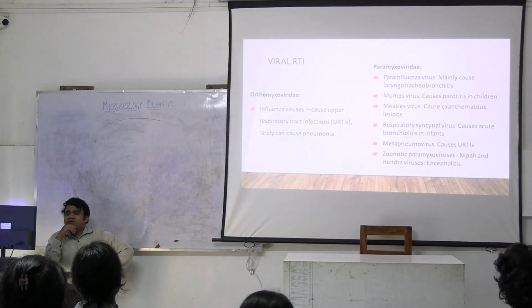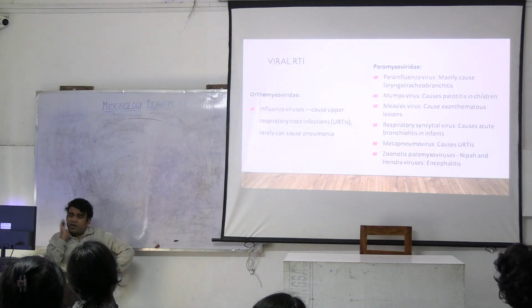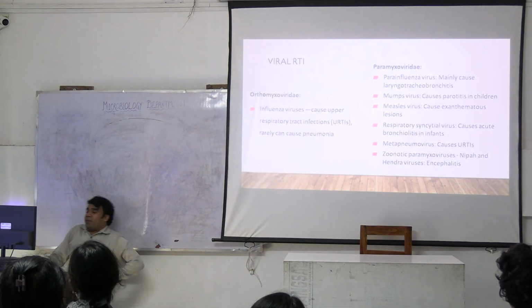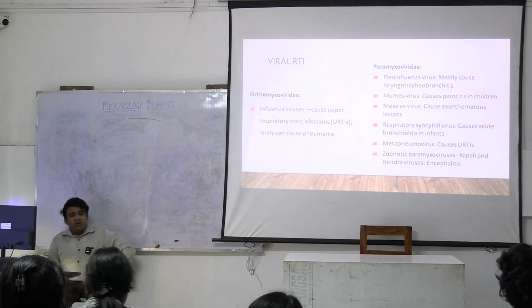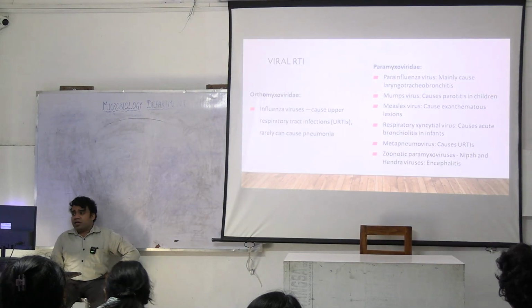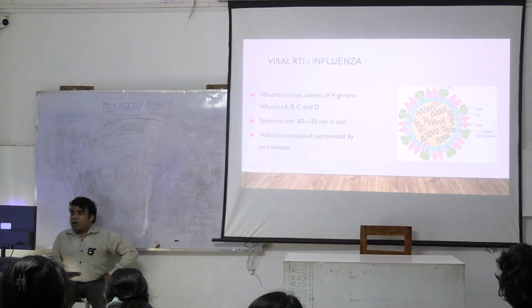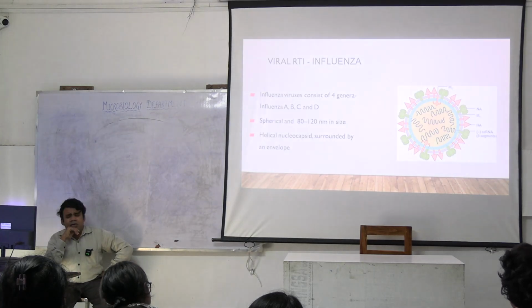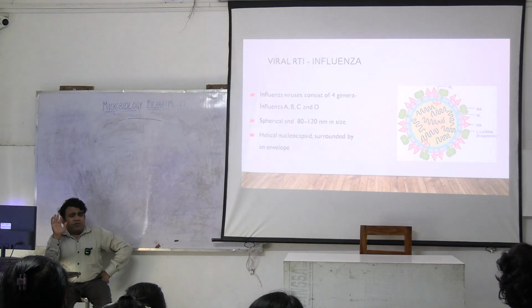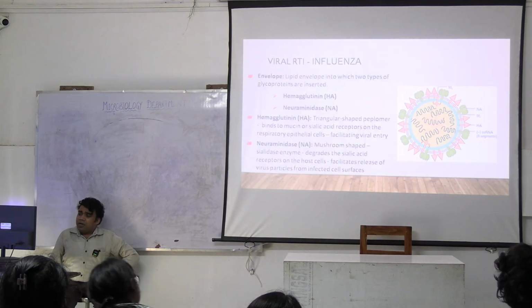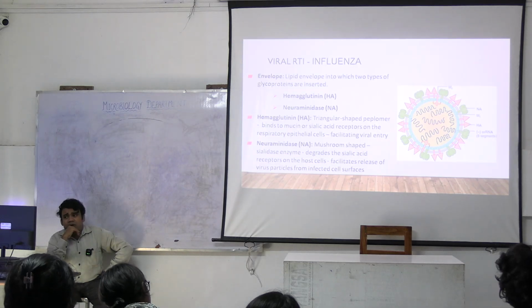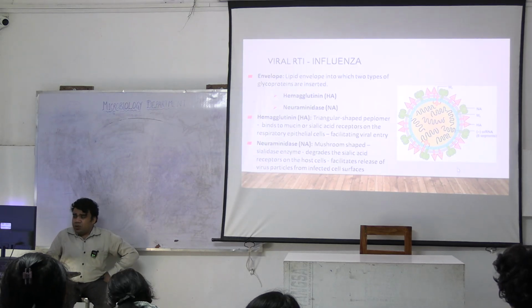Now, every year influenza infection occurs. There is a seasonal trend. And among the paramyxoviruses, we have parainfluenza virus. It also causes respiratory infection like influenza viruses. Now, coming to influenza viruses, you must know some of the important parts. There are 4 types of influenza viruses, A, B, C, and D. And these viruses have 2 types of glycoproteins. One is called hemagglutinin, the other is called neuraminidase.